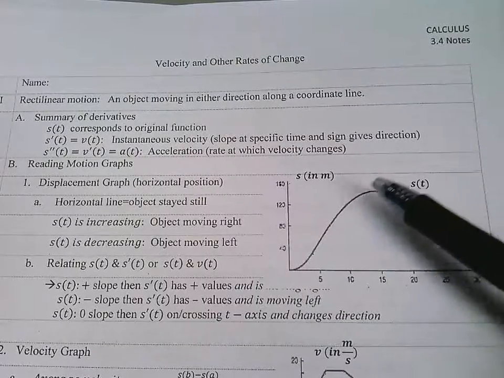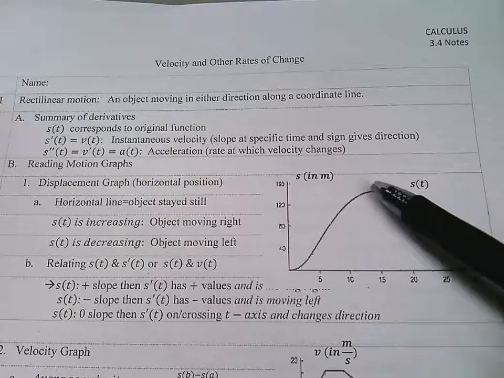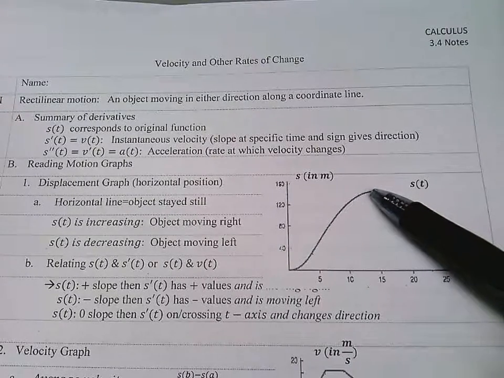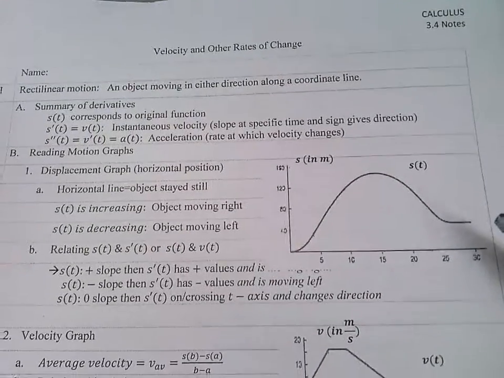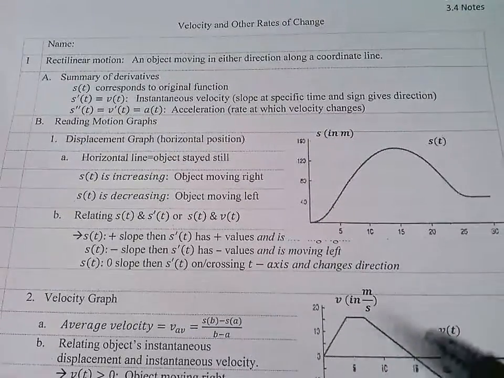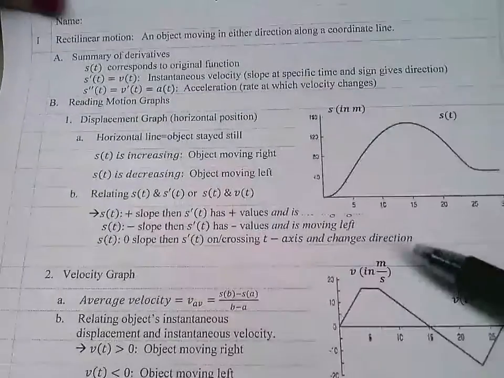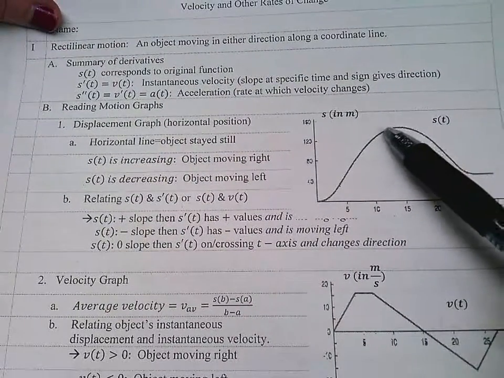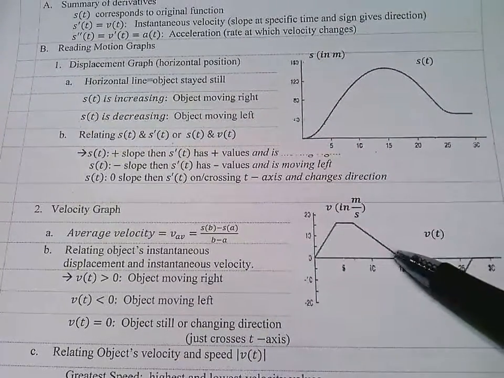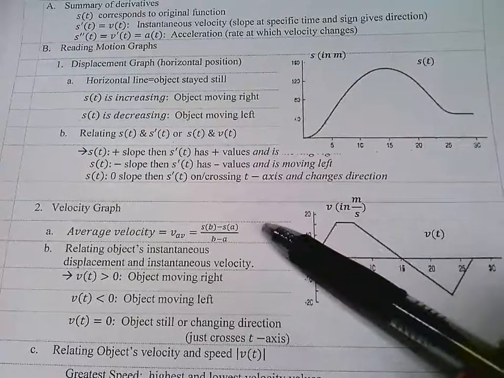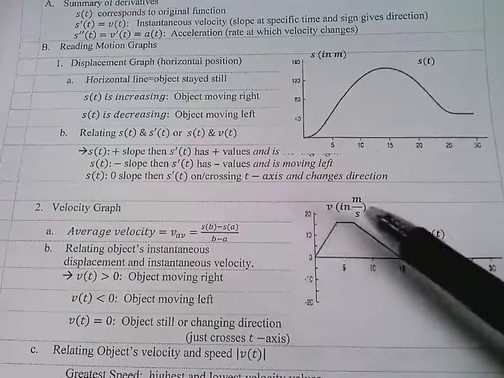So if you were looking at the velocity graph, this would be where velocity is above the t-axis, and then it would cross here, and then right here is where the velocity is going to be below the t-axis. Okay? And it's changing directions for the position function right here, which is where velocity crosses. As you can see, that's where it crosses. So just to review, average velocity is the secant line, which is going to be s of b minus s of a over b minus a.